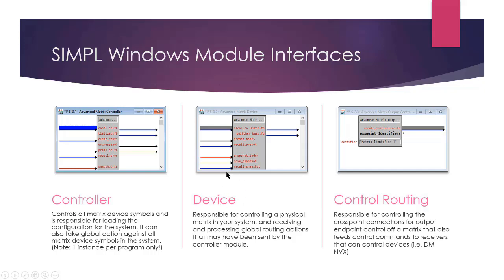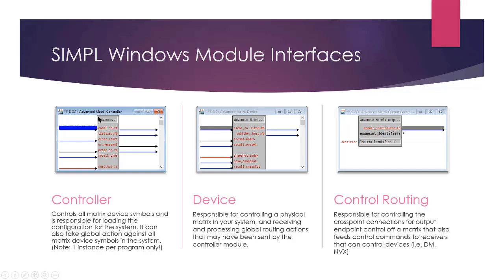The device module will control a physical matrix in your system. It can also be controlled by the controller globally. So this has stuff to recall presets across every matrix device in your system, or you can just recall it on the physical device, in which case that action becomes isolated to this physical matrix.